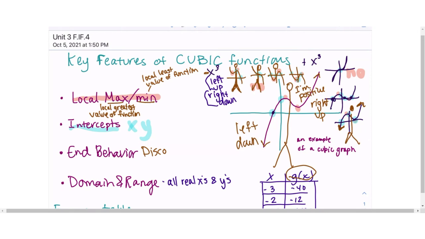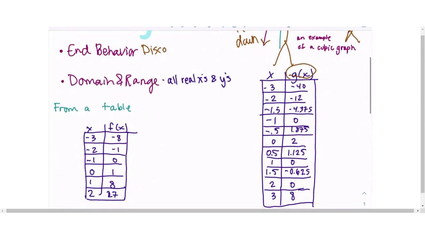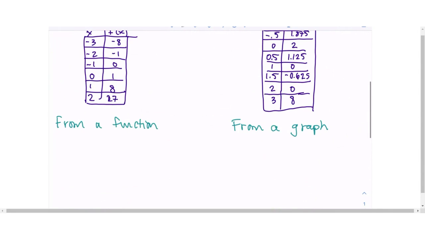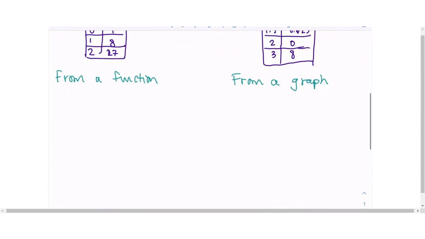Okay, so let's do this. And then there are 3 different things that you can do it from. The hardest one by far for me is the table. Then we have from a function, and then from a graph. The graph is for sure my favorite because you can see it and you can be like, oh, that's what it does. And so I'm going to put hearts by this, and we're going to do one of them.